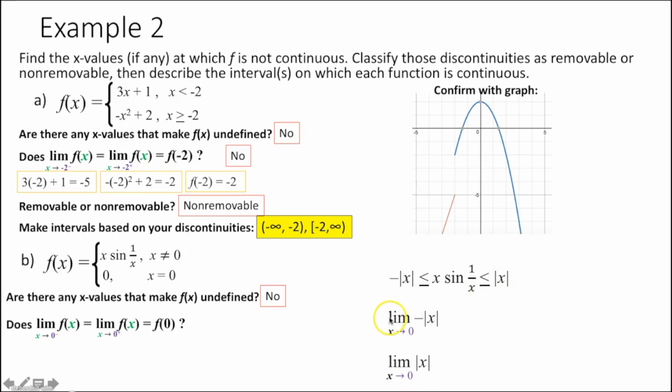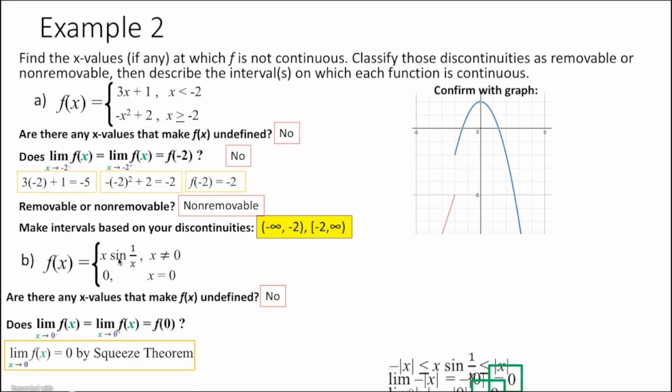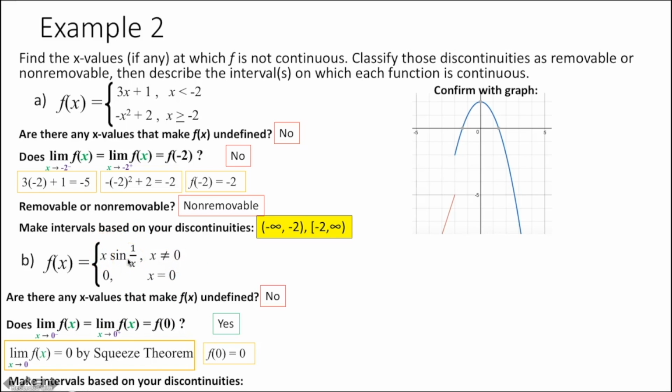So we take the limit as x approaches 0 for our lower function and the limit as x approaches 0 for our upper function. We get 0 for both of those, meaning that the limit as x approaches 0 for our middle function right here is also equal to 0 by the squeeze theorem. We then can say that yes, since the limit as x approaches 0 from the left and the limit as x approaches 0 from the right equals f of 0, our function is continuous at x is equal to 0. So it would then be continuous throughout, and we could say that our function is continuous from -infinity to infinity.